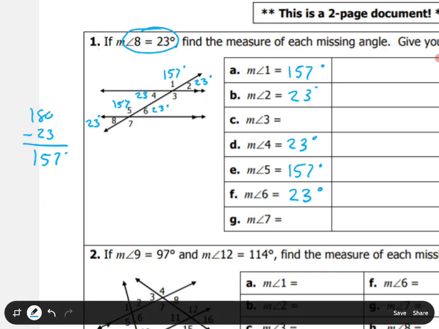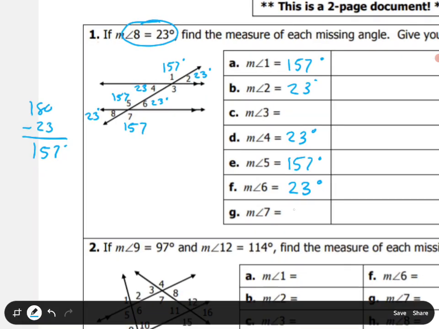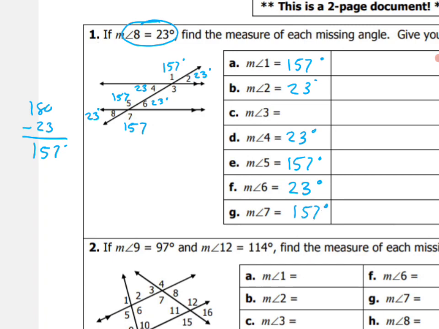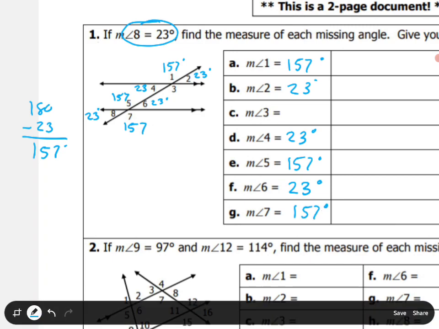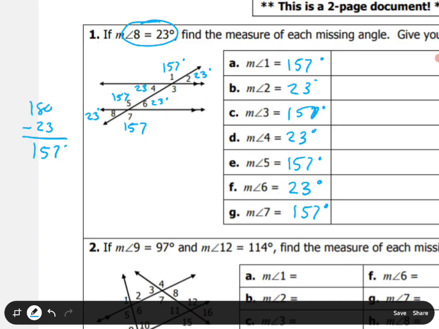If I look at 1 and 7, those are alternate exterior, so they have to be congruent. So 1's going to be congruent with 7, 157. And then the last one I'm looking for is angle 3. Angle 3 corresponds with angle 7. They're both bottom right. So angle 3 is also going to be 157. So that's just using our angle pairs without any algebra.